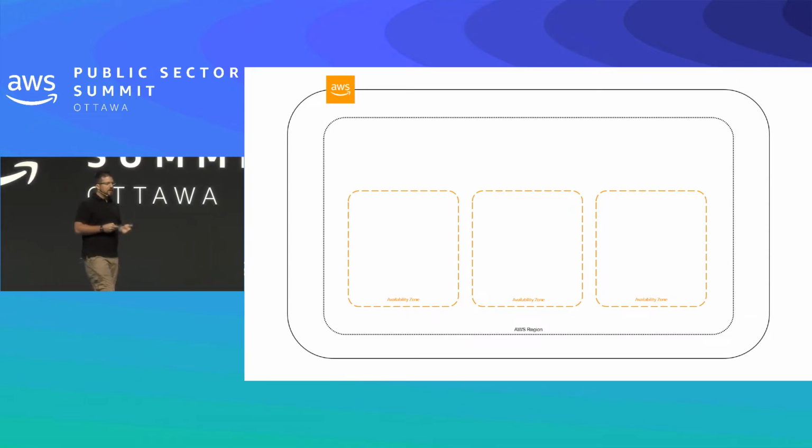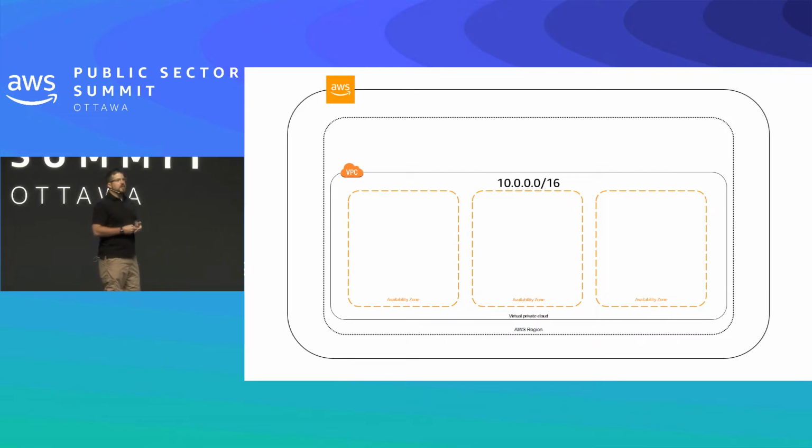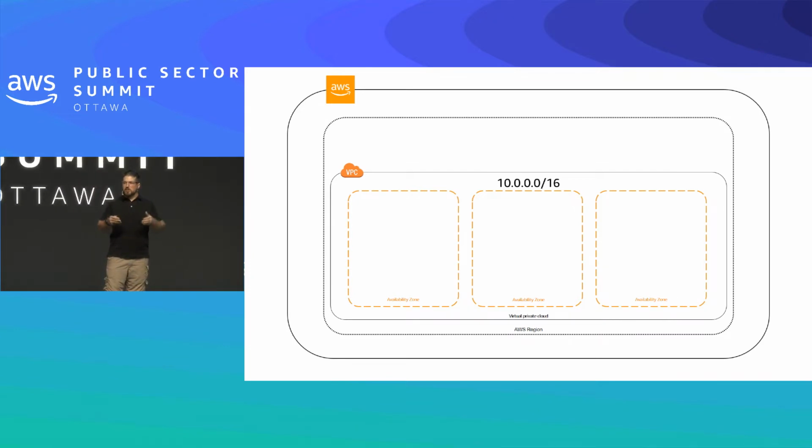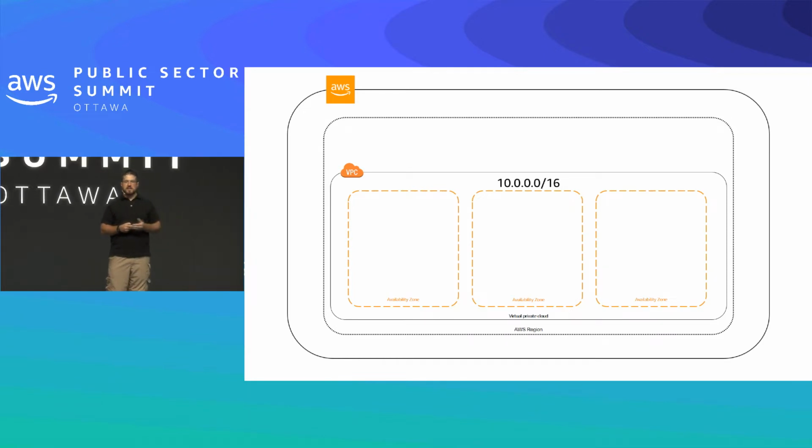So within these regions, we also can create a networking construct. And that networking construct spans across all of those availability zones. And what we refer to this as your VPC, or virtual private cloud. So here again, this is something that you control.